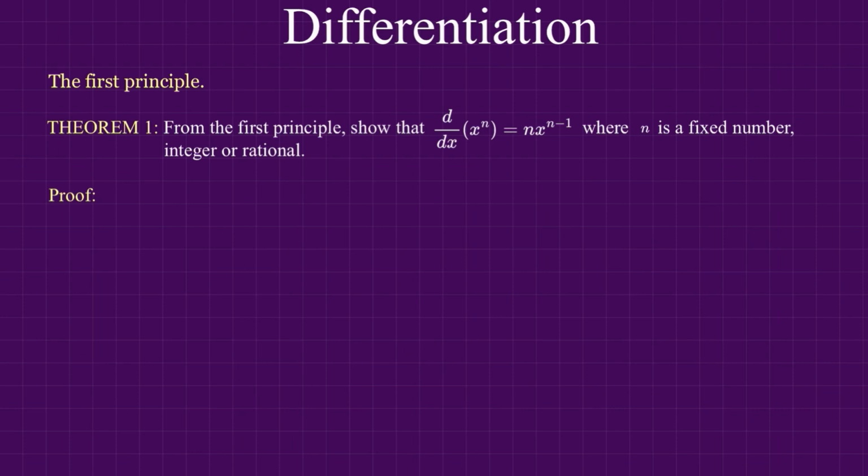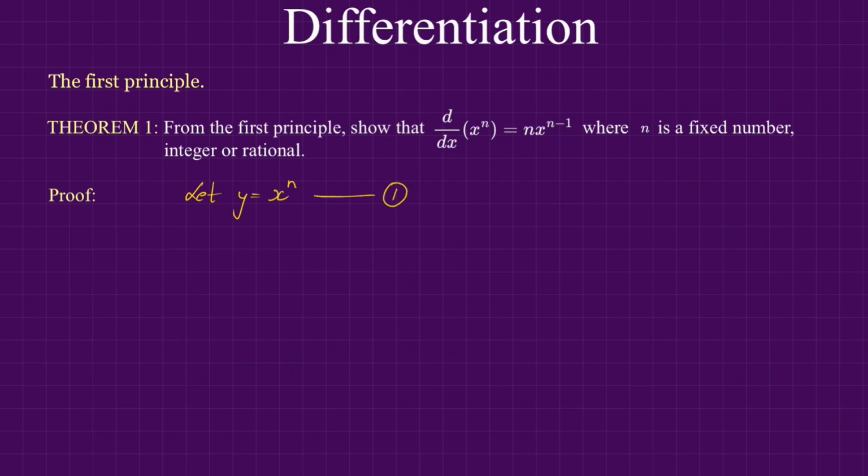In theorem 1 we have, from the first principle, d dx of x to the power n equals n x to the power n minus 1, where n is a fixed number, integer or rational. Our function is x to the power n, so I will assume x to the power n as y. So let y equal x to the power n, and let this be equation 1.